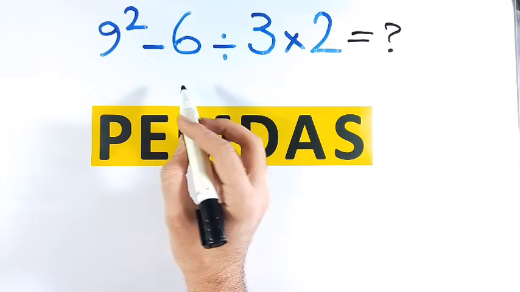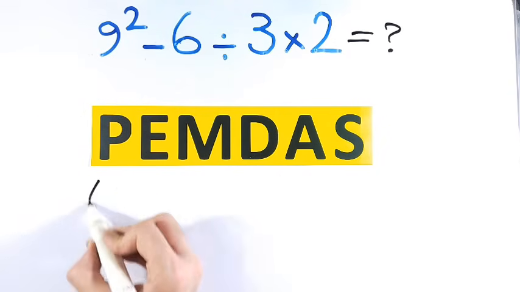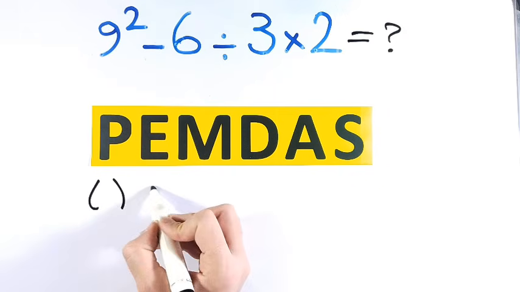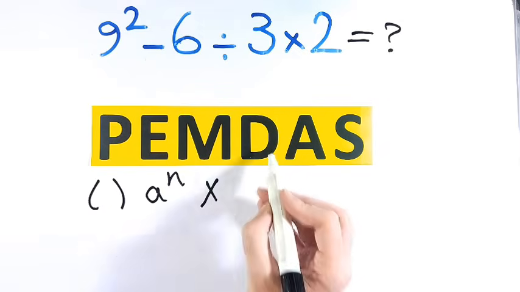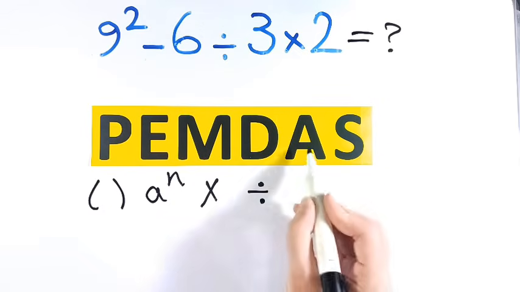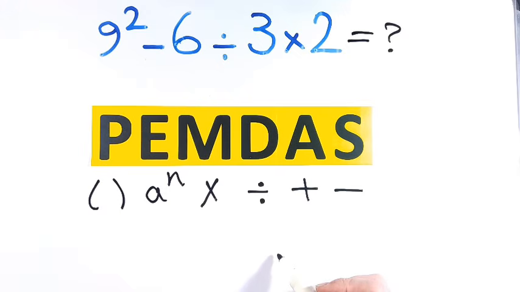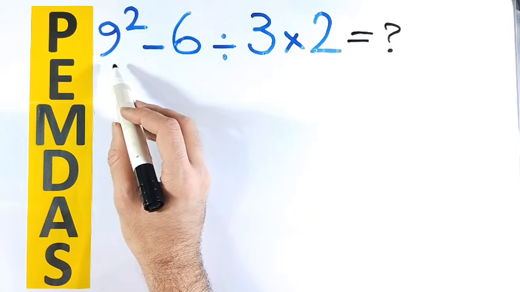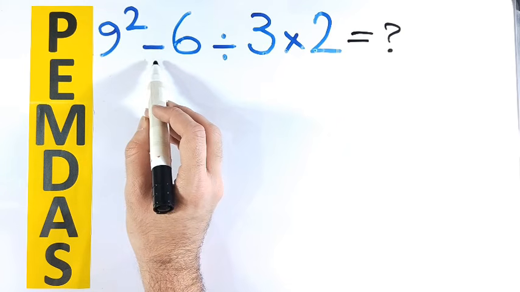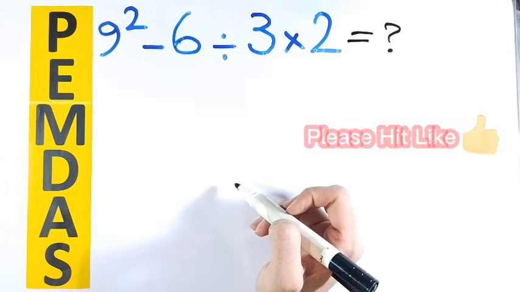To solve this question, we need to follow the PEMDAS rule. In this rule, P stands for parentheses, E stands for exponent, M stands for multiplication, D stands for division, A stands for addition, and S stands for subtraction. As you can see on the screen, in this expression, first we have an exponent, then a subtraction sign, followed by a division, and finally a multiplication.